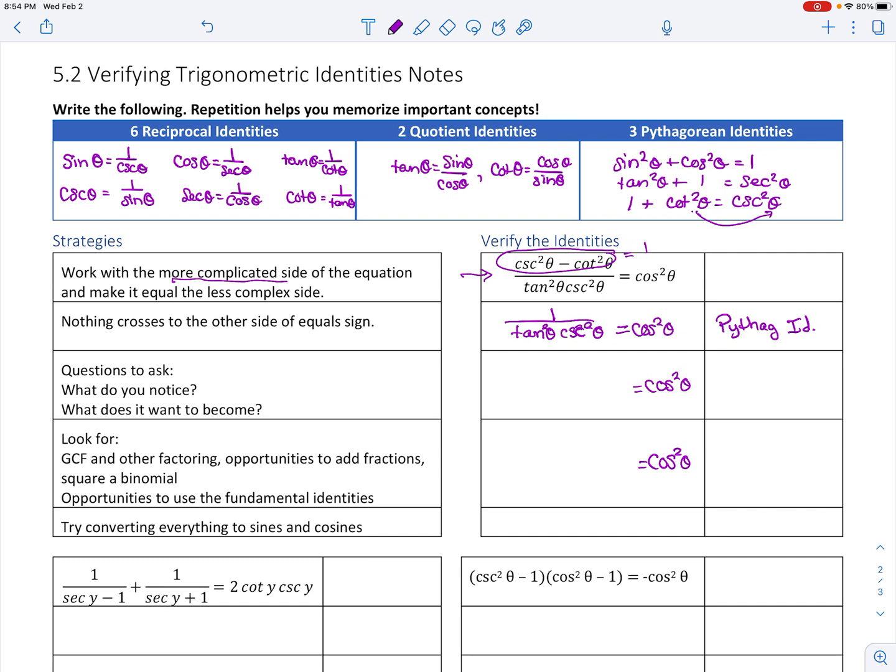And so I can ask myself, what can I do to make this look more like the right? Well, we notice that we have 1 over tangent squared theta and 1 over cosecant squared theta. That's like saying 1 over tangent times 1 over tangent times 1 over cosecant times 1 over cosecant. It's just an abbreviated way of looking at it. So I could use my reciprocal identities to change 1 over tangent squared of theta to a cotangent squared of theta, and to change 1 over cosecant squared of theta to sine squared theta.